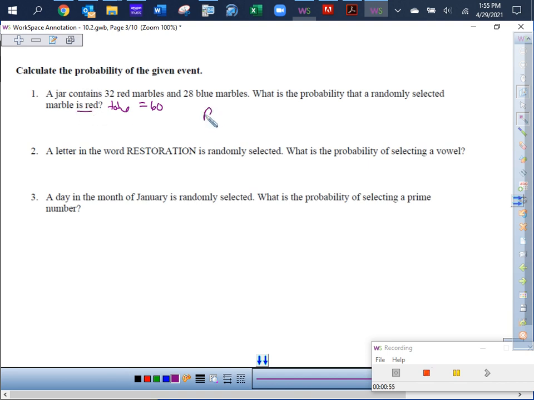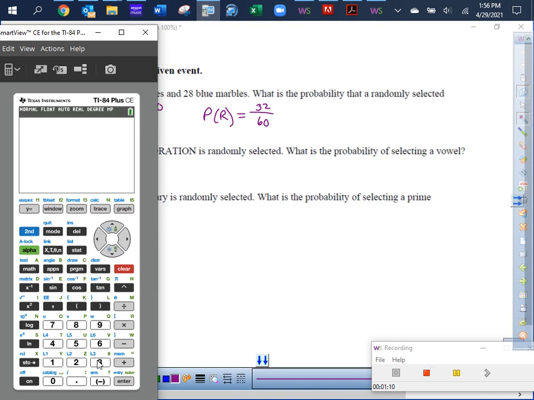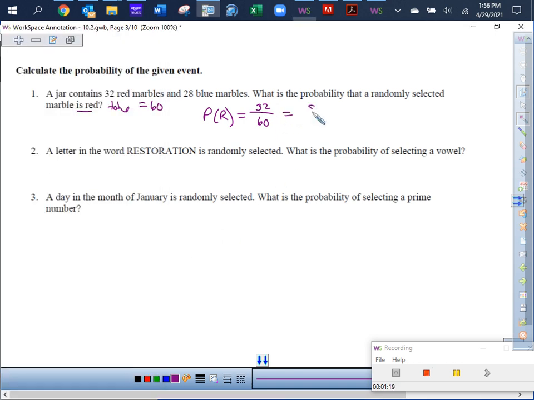So the probability of a red, some of us would like you to write it like that. Miss Dinahan, I know for sure, likes things written this way. We want to pull a red. There's 32 out of 60 total, and if you don't know how to reduce that, you can just do 32 divided by 60 in ye old calculator, do a little math, enter, and that'll change it to a nice reduced fraction of 8/15. So we're going to leave these probabilities as a fraction today.